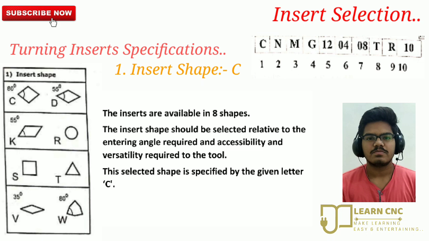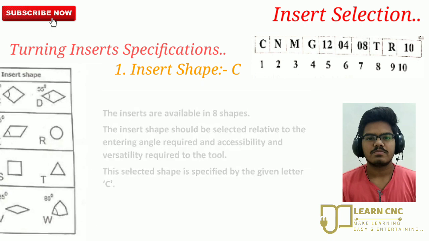The insert shape should be selected relative to the entering angle required and the accessibility or versatility required for the tool. The largest suitable point angle on the insert should be selected for strength and economy. The selected shape is specified by a given letter. In the above specification, the 80-degree point angle C designation insert is chosen. The shapes of inserts are square, triangular, rhombic, etc.